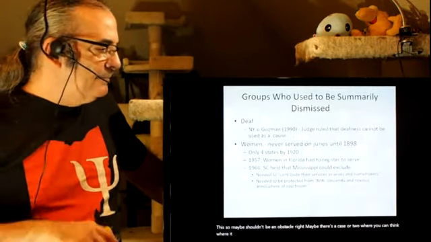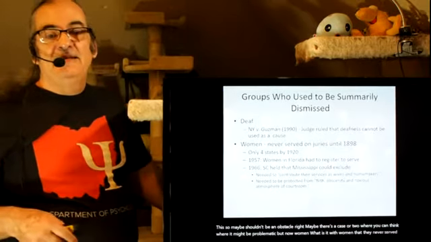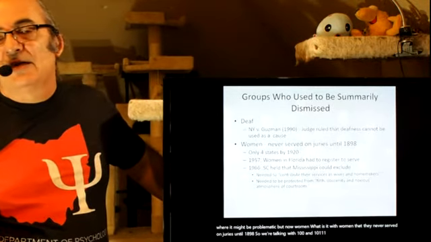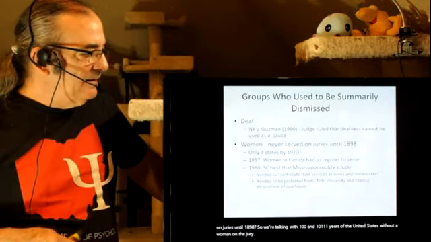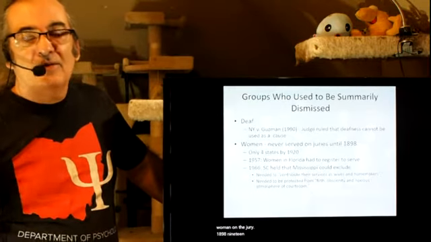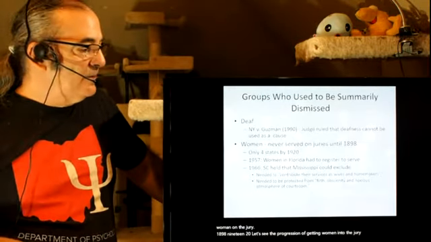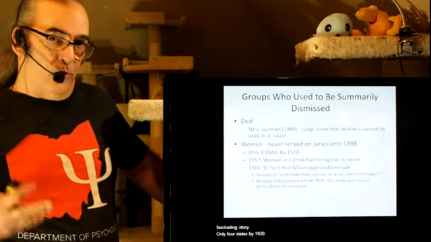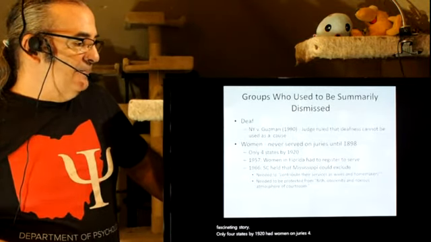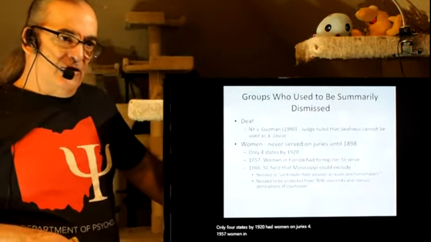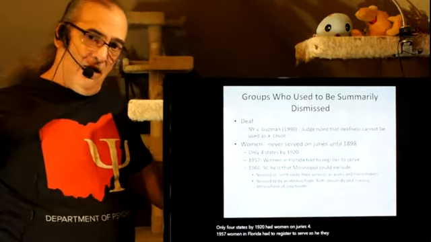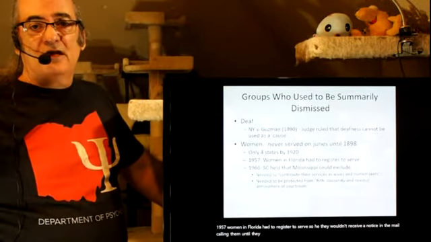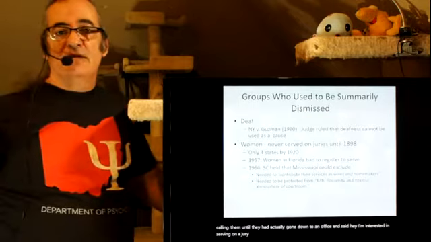What is it with women that they never served on juries until 1898? So we're talking, what, 110, 111 years of the United States without a woman on the jury. 1898. 1920, let's see the progression of getting women into the jury box, because it's a fascinating story. Only 4 states by 1920 had women on juries. 4, right? 1957, women in Florida had to register to serve, so they wouldn't receive a notice in the mail calling them until they had actually gone down to an office and said, hey, I'm interested in serving in a jury, please sign me up. And then maybe they would get called.